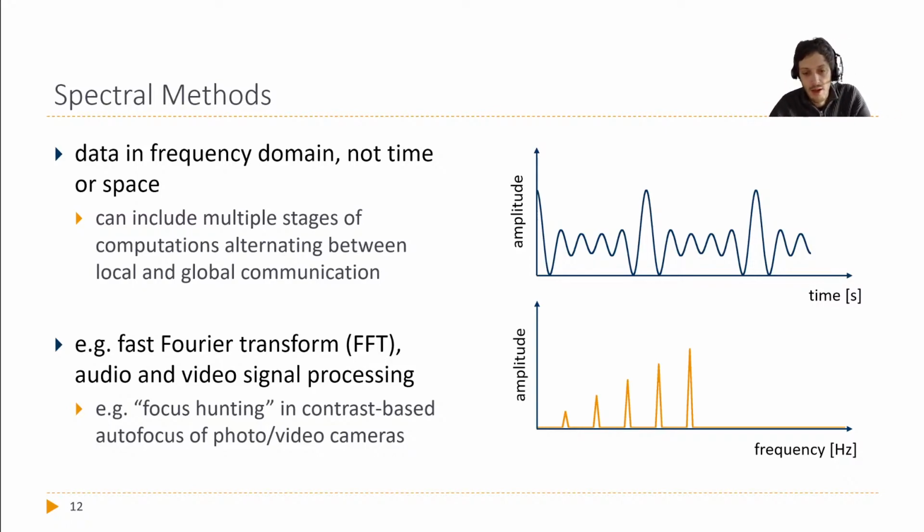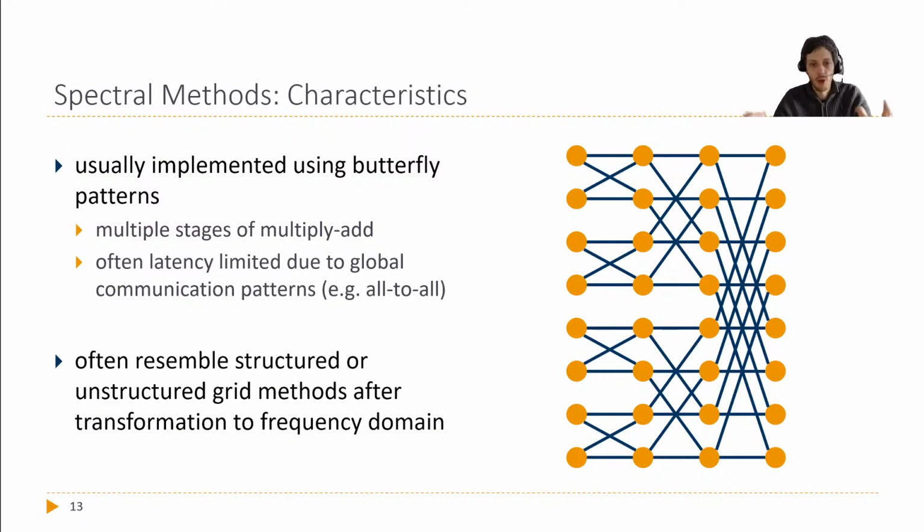And if you have a better photo camera, like a DSLR, for example, or a video camera, or a modern cell phone, or a more expensive cell phone, they actually try to do measurements in terms of distance in order to find the exact point where it needs to focus. So, long explanation, but some people get confused by these spectral methods because they don't know what it actually means, what it does, and I hope this explanation helps a little bit. Anyway, what are the characteristics? So usually these look like butterfly patterns in terms of communication or data exchange, which are usually just multiple stages of multiply and add.